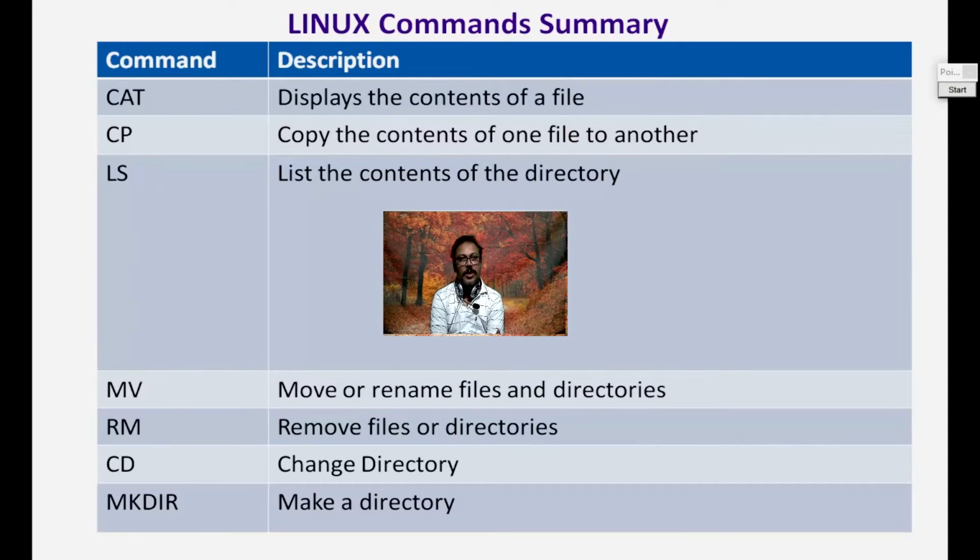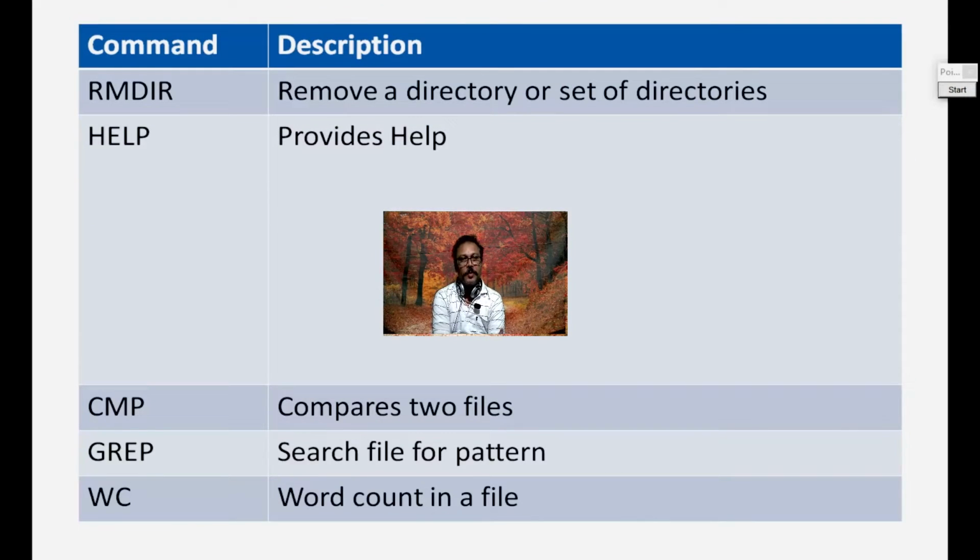Similar commands are available in the Linux environment also. Linux command summary. Cat displays the contents of a file, similar to type. CP is for copying. ls is something like the dir command of Windows. It lists the contents of the directory. MV is for moving. RM is for removing files or directories. If you want to delete any file or directory, you can use RM. CD is for changing the directory, and mkdir is for making the directory. rmdir is for removing the directory or set of directories.